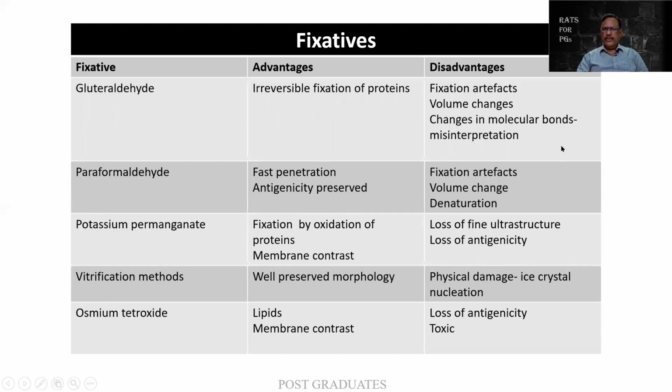What are all the fixatives which can be used in electron microscopy? This is a commonly asked question in the viva. Even if you get a question in the practicals, you'll have to answer it. Glutaraldehyde, paraformaldehyde, potassium permanganate, vitrification methods, and osmium tetroxide. Each one has a list of advantages and disadvantages. You can just go through them, but I would like you to kindly remember the fixatives for electron microscope.